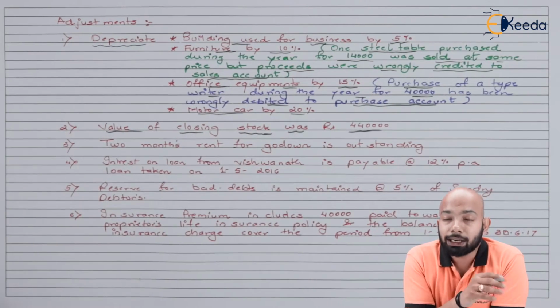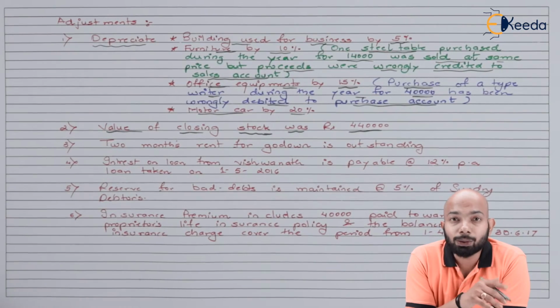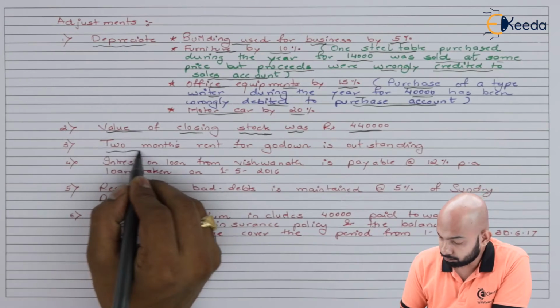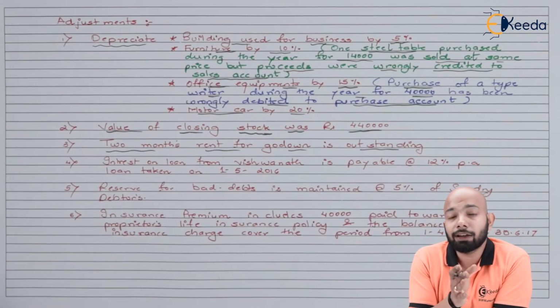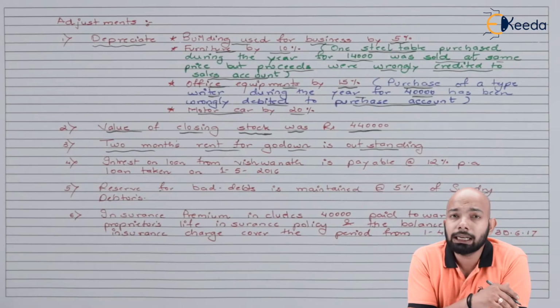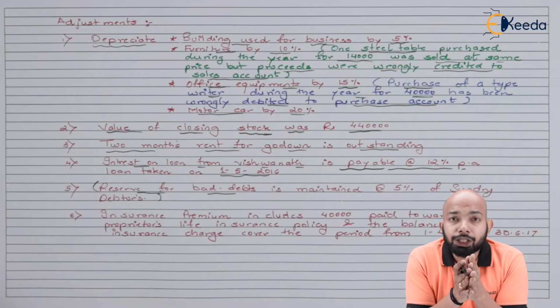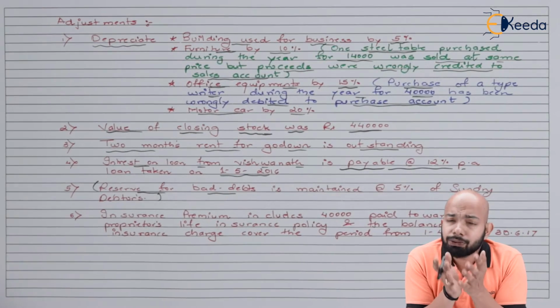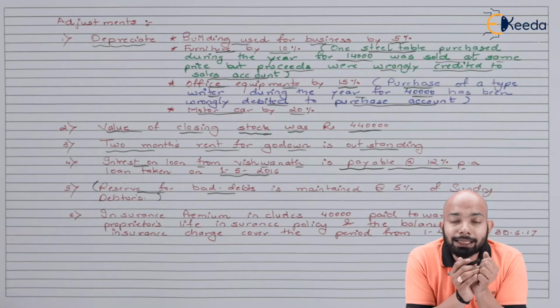The next adjustment, rather the third adjustment, is 2 months of godown rent is still outstanding here. That means we have certain outstanding rent which we have to add in our liability. Now, the specific liability that we have to take into consideration, that means outstanding rent, which we have to mention in our balance sheet on the liability side. After this, we have the next adjustment for us.